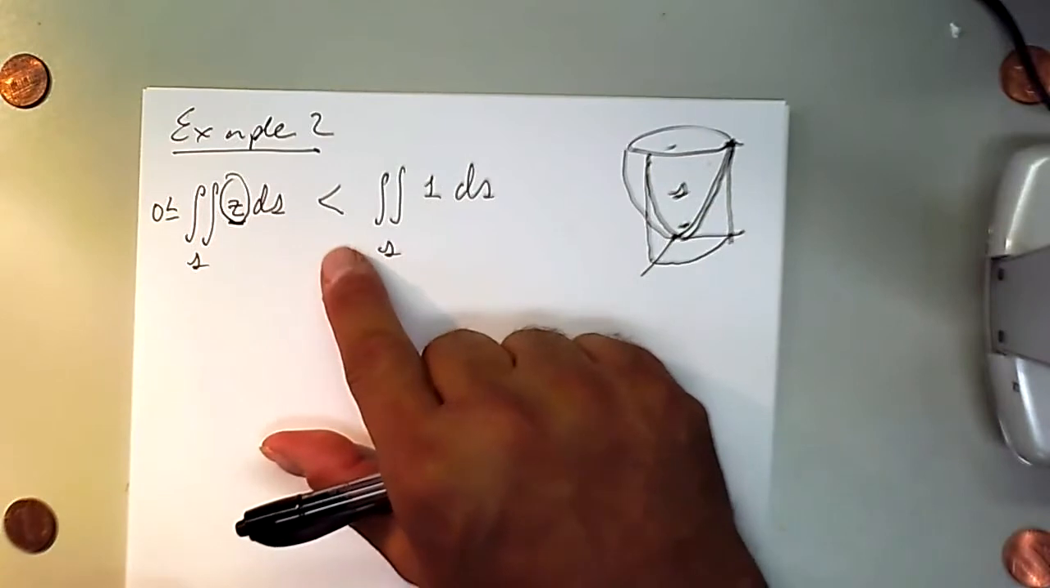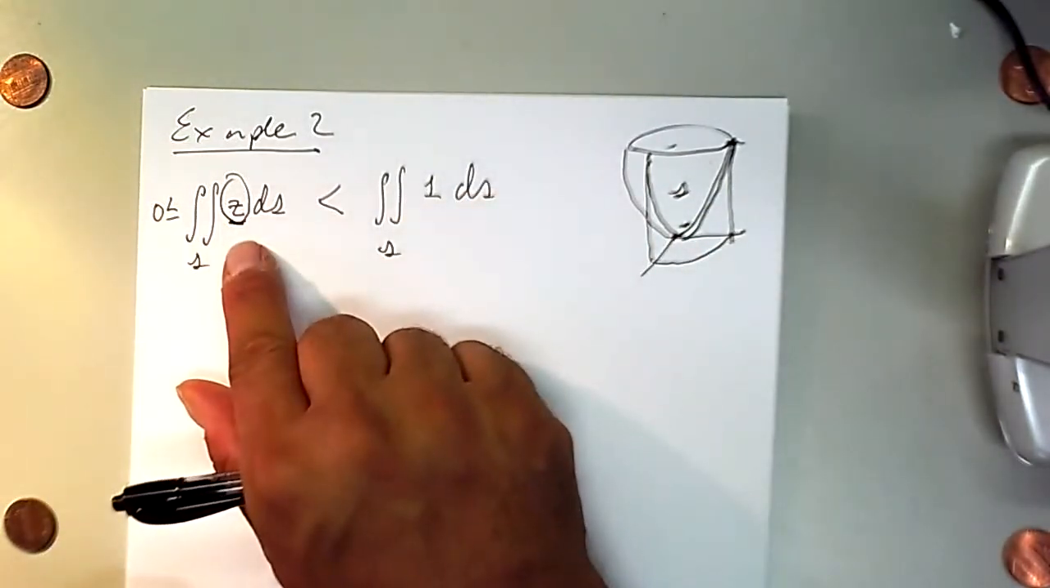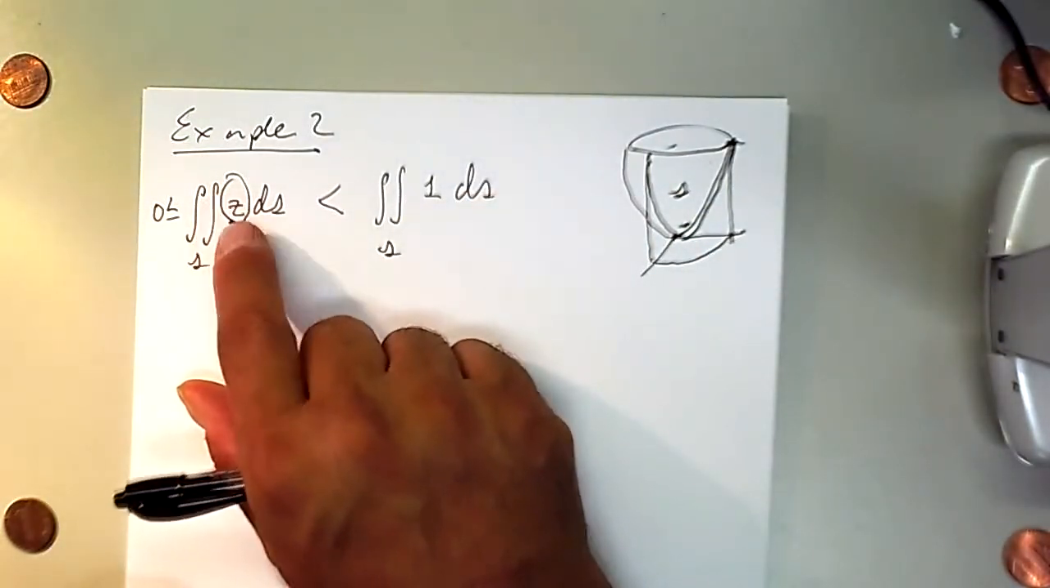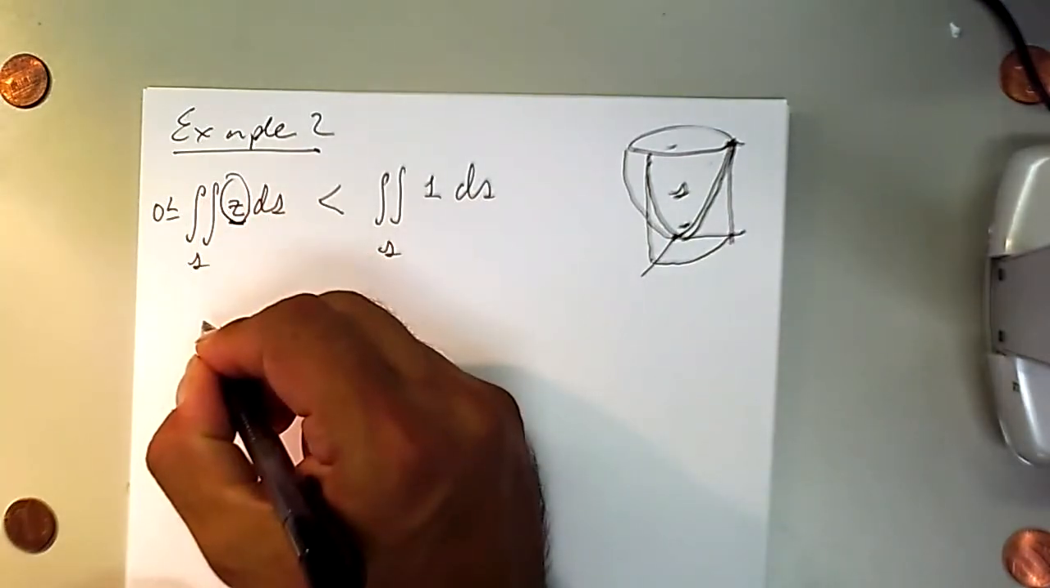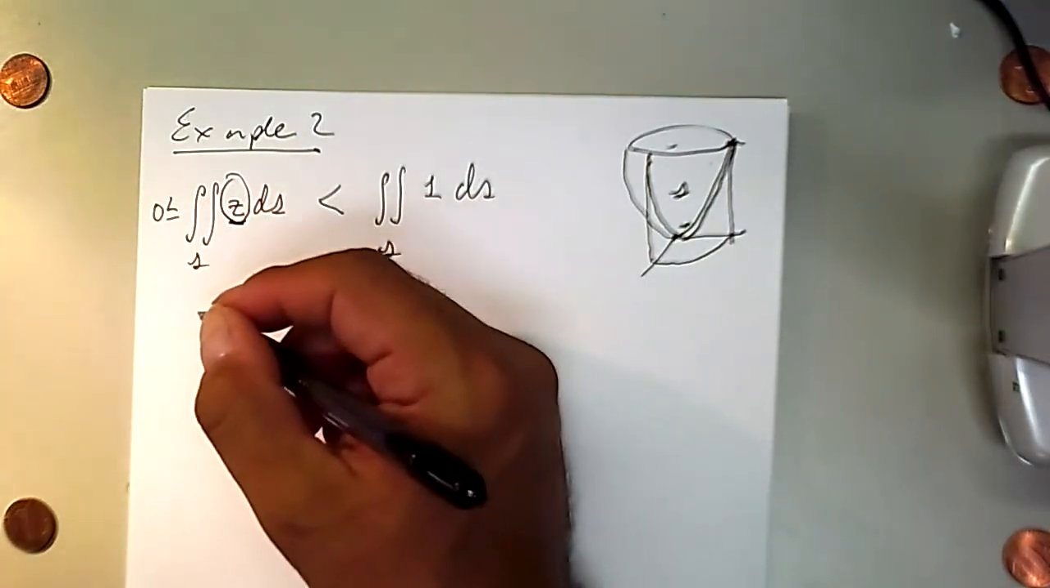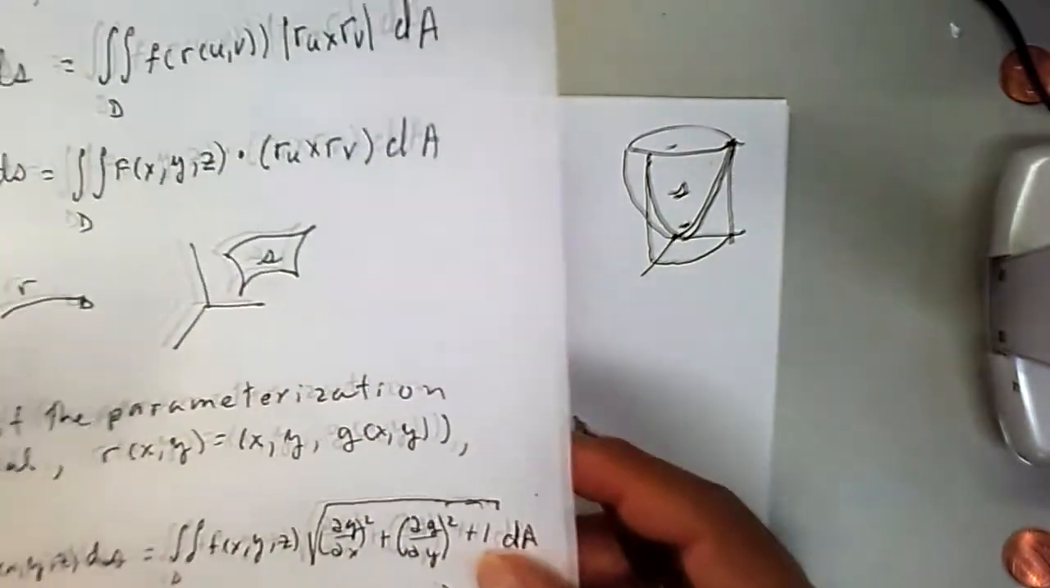Okay. So we haven't answered the question. What is this? Okay. And how do we find it? Well, we find it the same way as here, remember?